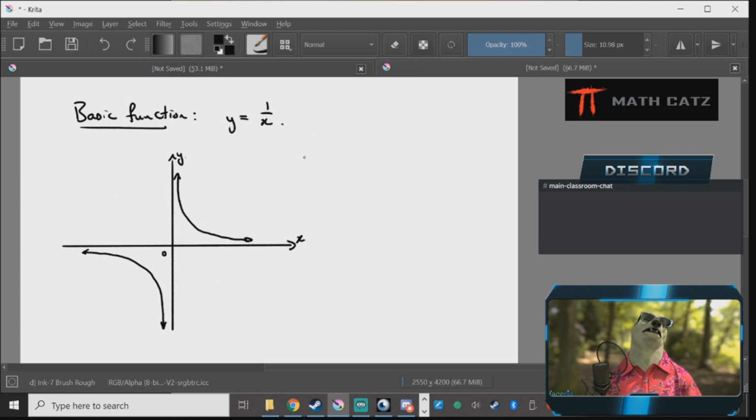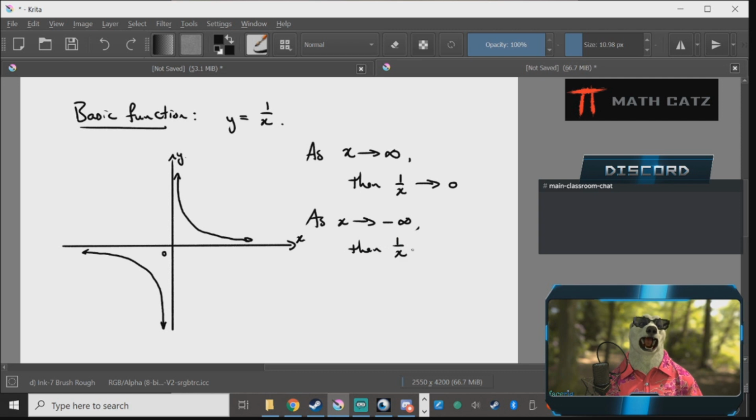So first of all, let's clarify the long-term behavior as x approaches infinity. That's my language, my words for saying I'm looking at bigger and bigger x values with no end in sight. Then 1 over x, or y, is going to go to 0. And that's also the case when x approaches negative infinity. I'm just going to the left. Yes, the y values will always be negative, but in terms of what happens to the size of the number, it's still going to be 0.